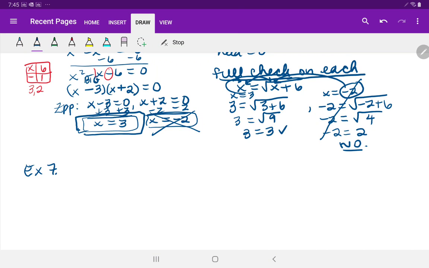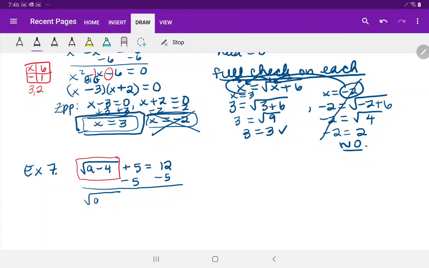Let's look at another one. This is square root of a minus 4 plus 5 equals, let's say, 12. Okay, now I have to get this alone before I square both sides. Okay, you have to get the radical alone before you square both sides. So I'm going to subtract 5 from both sides.